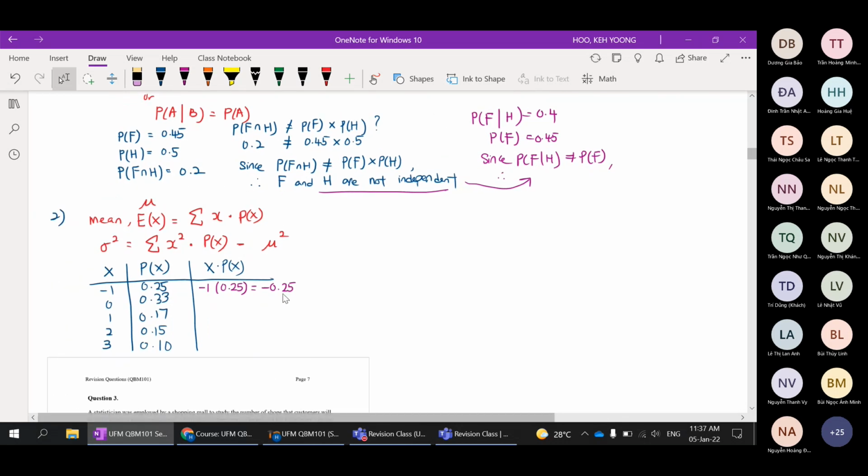Okay, for the second value, we have x times 0.33. So we get 0. Okay, so do the same for the remaining x values. You got 0.17, 0.3, 0.3.